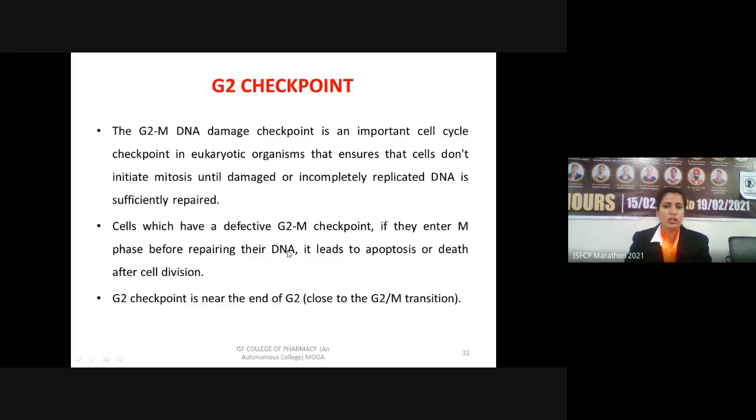If the defective DNA replicates, or the cell division continues, the cell will not last long, and it will lead to apoptosis or cell death immediately after the division, because the faulty DNA was there. So it causes the cell to die.